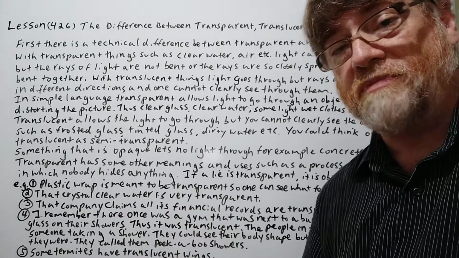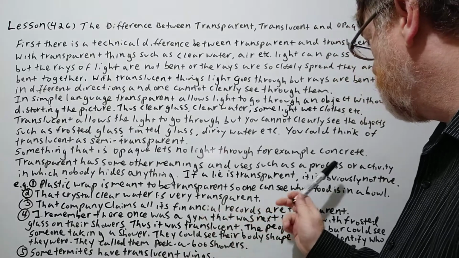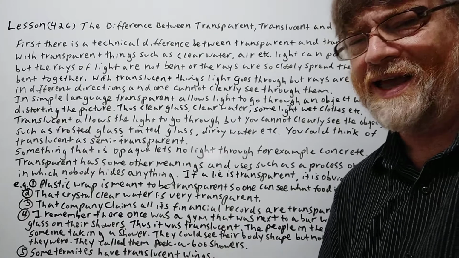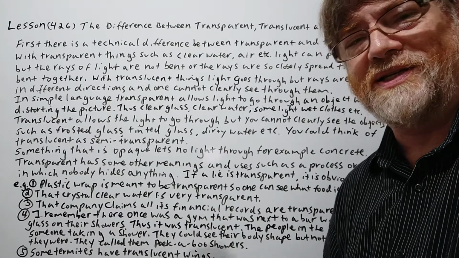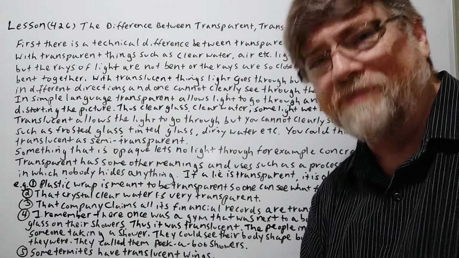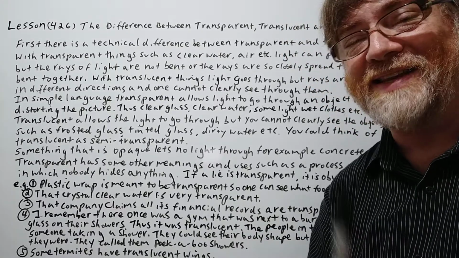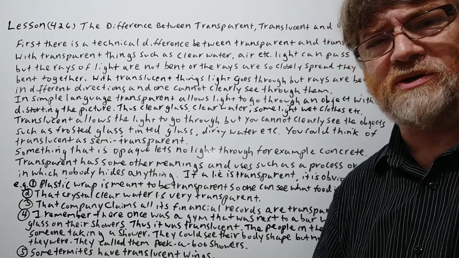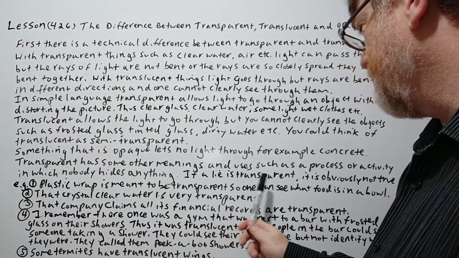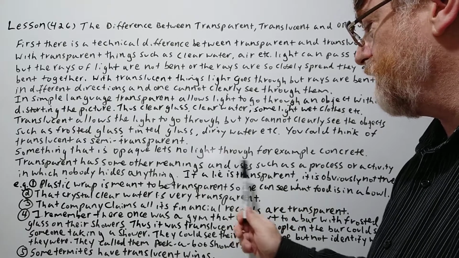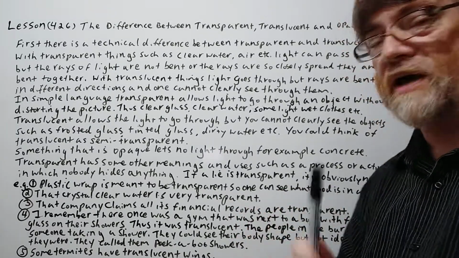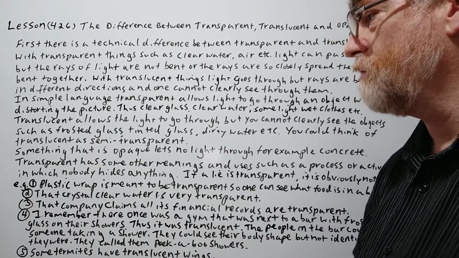Transparent has some other meanings and uses, such as a process or activity in which nobody hides anything. A lot of government politicians always try to say that they're being transparent. Most of the time it's not true. But they say, oh yeah, we're being very transparent, you can look at everything. Let's continue. If a lie is transparent, it is an obvious lie. It's obviously not true. Okay, good.